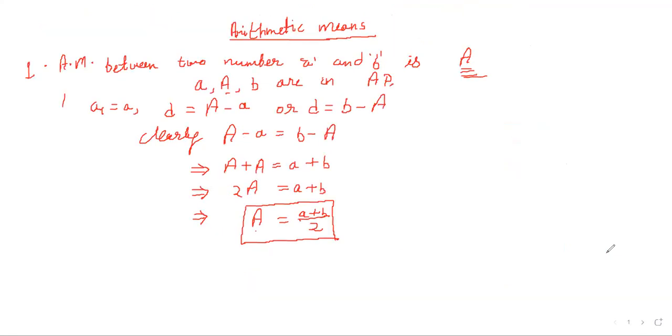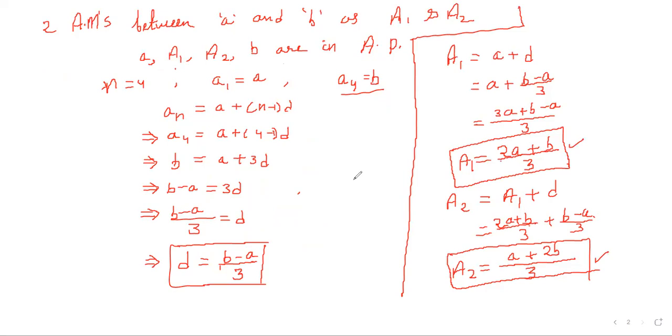So we have concluded two things till now. One AM between two numbers a and b is given by A equals (a plus b) upon 2. And two arithmetic means between the same numbers a and b are given by A1 equals (2a plus b) upon 3 and A2 equals (a plus 2b) upon 3.